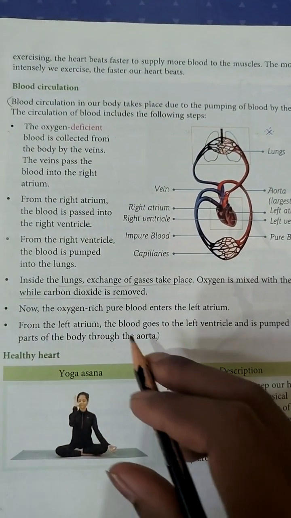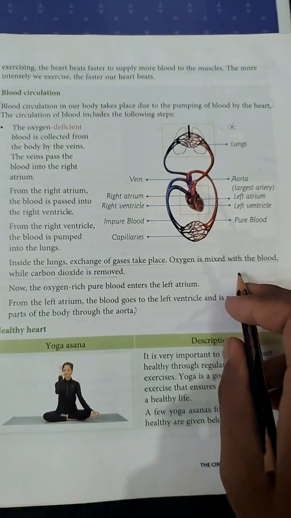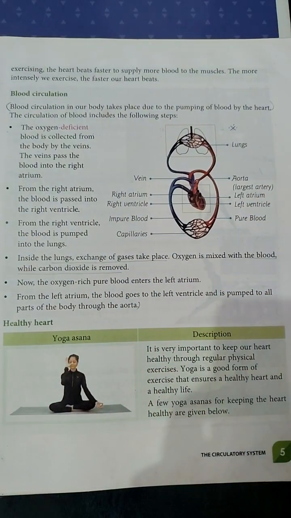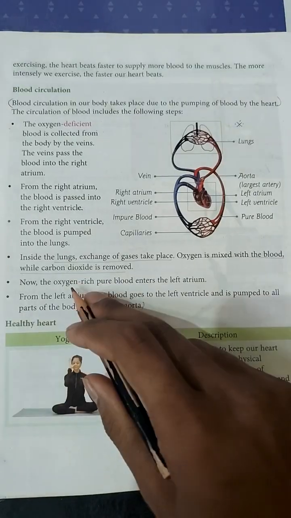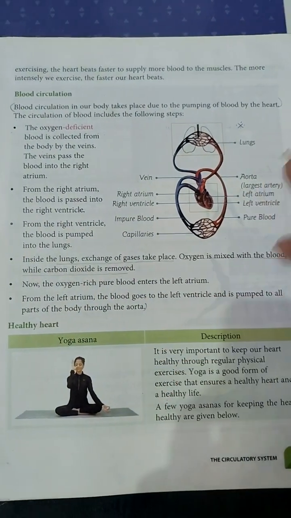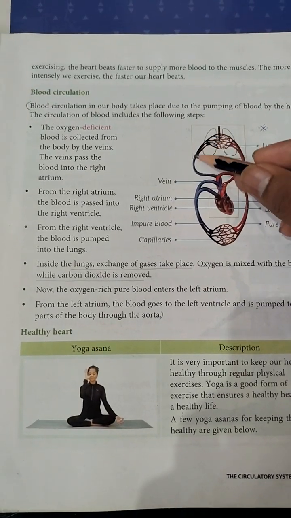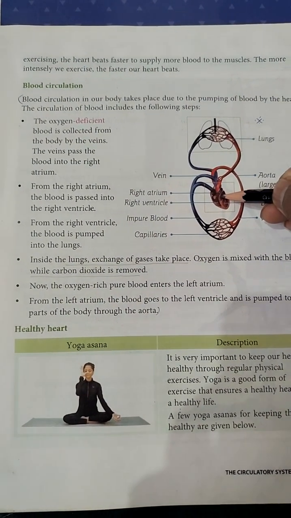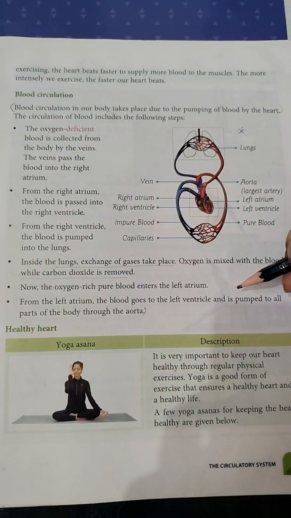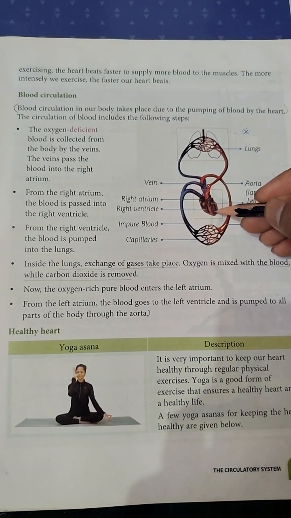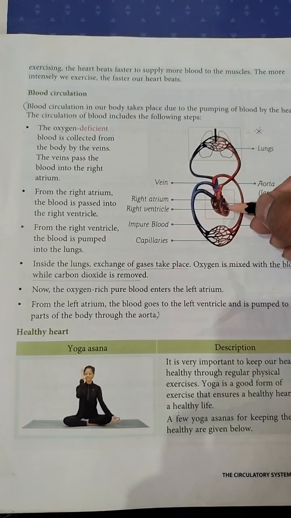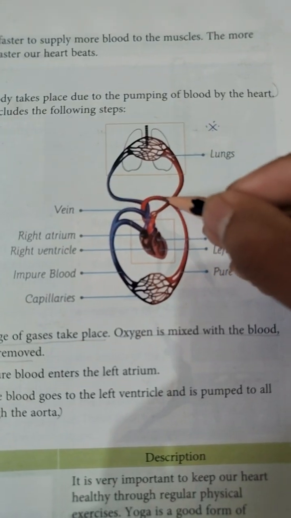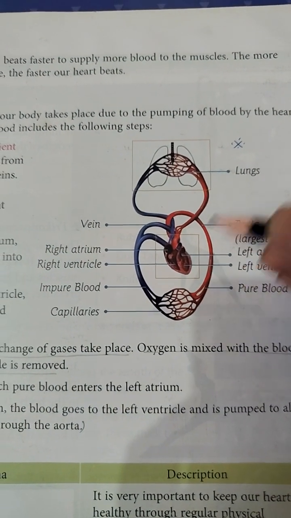Inside the lungs, exchange of gases takes place. Oxygen is mixed with the blood while carbon dioxide is removed. For us to live, we need oxygen, right? So oxygen goes inside the body and carbon dioxide comes out of the body. Oxygen-rich pure blood enters the left atrium, this part of the heart. From the left atrium, the blood goes to the left ventricle, and is pumped to all parts of the body through the aorta. It goes through this pipe and is pumped throughout the body.